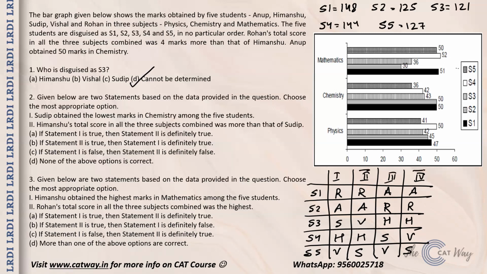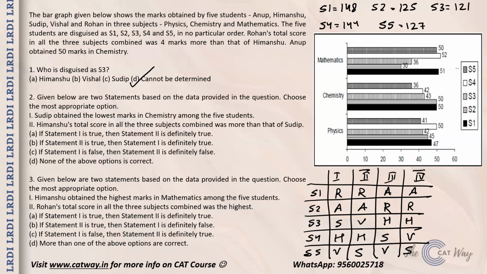In that case, look at the second statement. The second statement is that Himanshu's total score in all 3 subjects combined was more than that of Sudeep. Okay. So in one case, Himanshu will be S4 and in one case, Himanshu will be S3. Okay. So let us assume that statement 1 is correct.